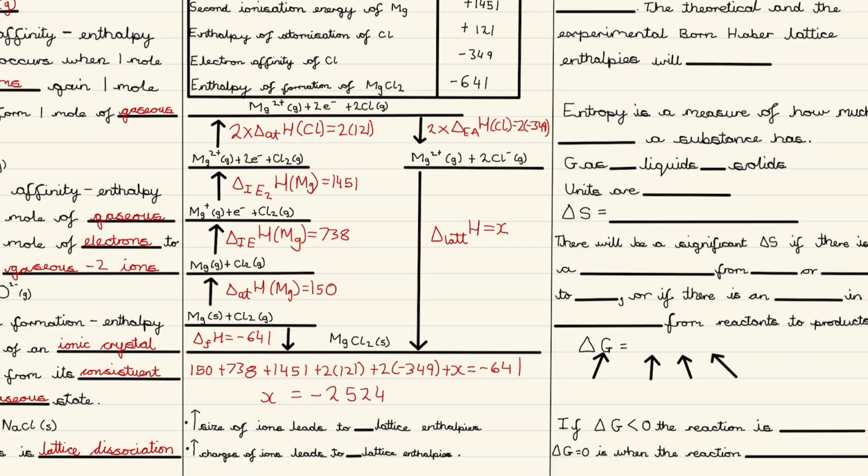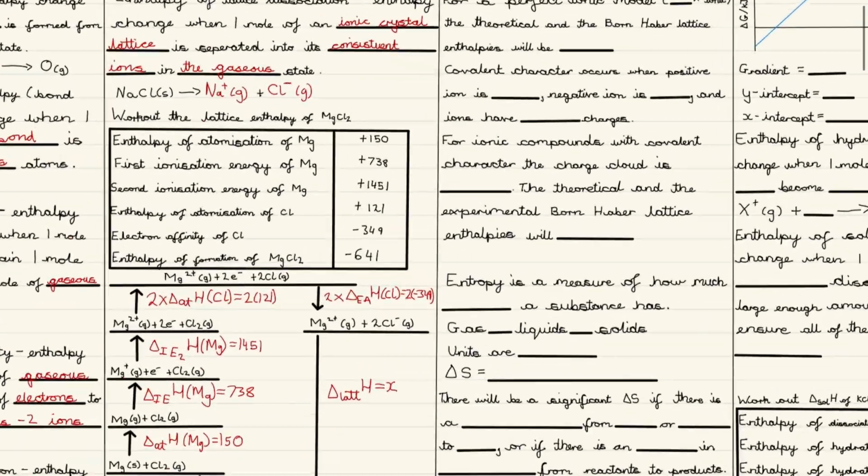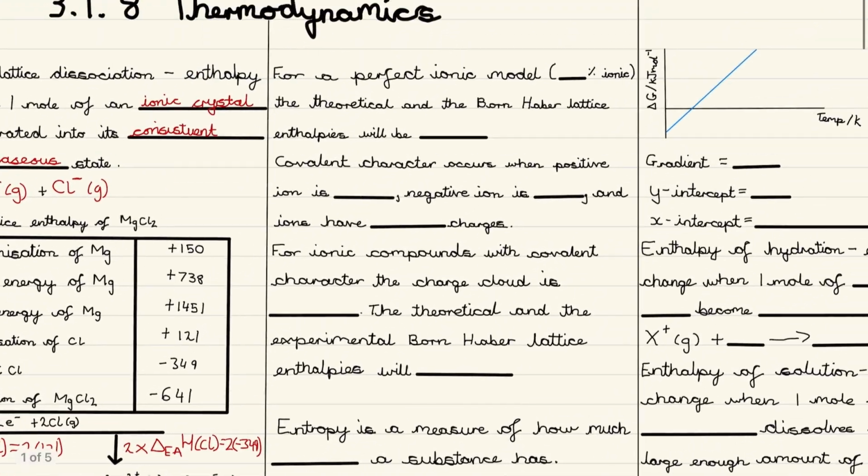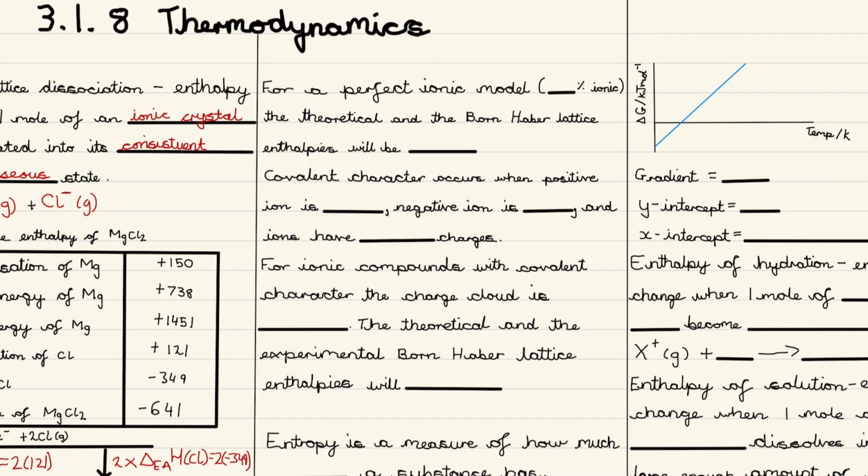So as you increase the sizes of the ions, the lattice enthalpies decrease. Whereas if you increase the charges of the ions, the lattice enthalpies increase. So for a perfect ionic model, which is 100% ionic, the theoretical and the Born-Haber lattice enthalpies will be equal.